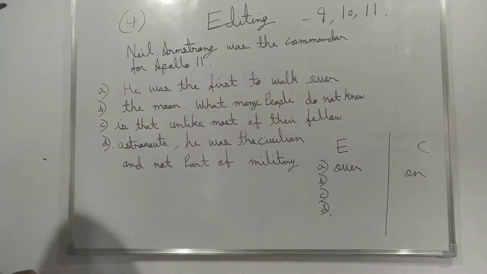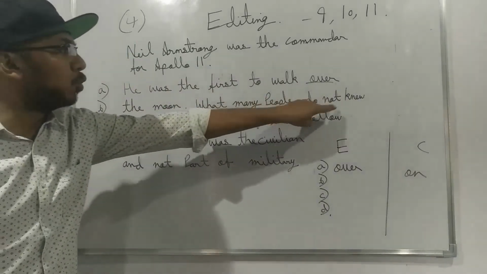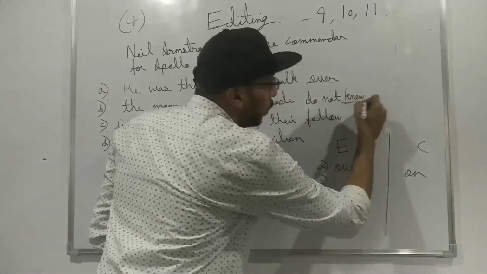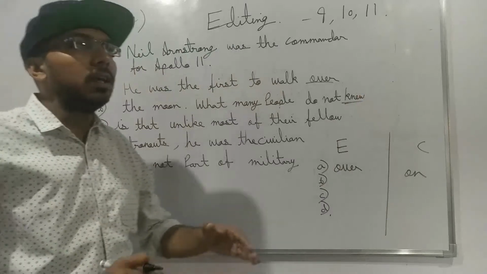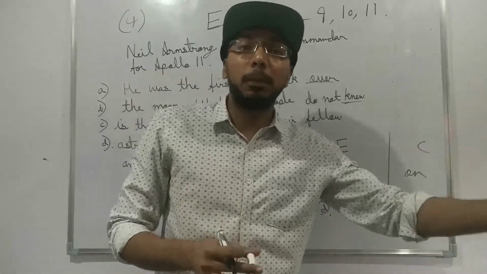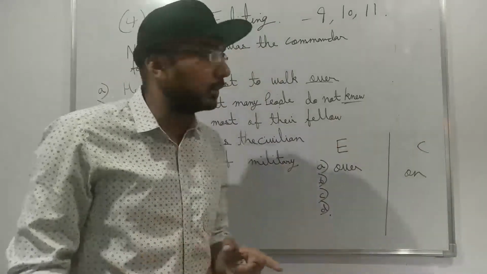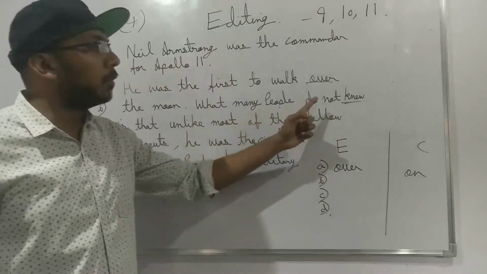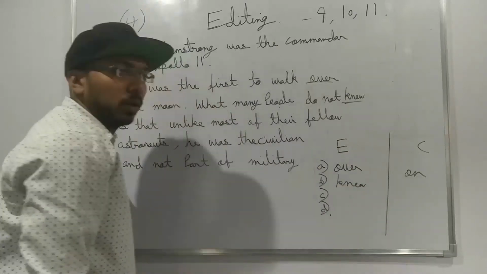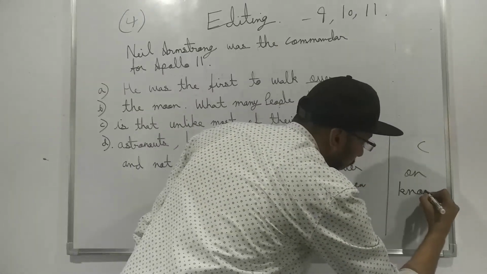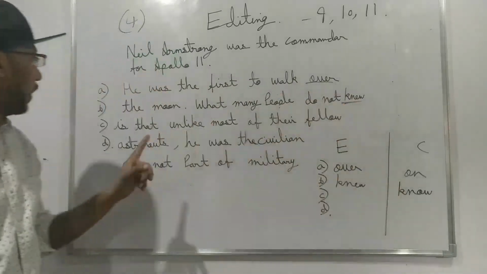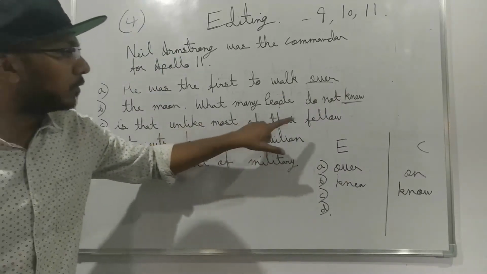Error of preposition. Next, what many people do not knew is that unlike most of their fellow. Many people do not knew. Knew is a word of past tense, and when we are saying that most of the people don't know this, we are talking about something which we are telling the people. It cannot be termed in past tense. It will be know. What many people do not know. So here in line number B, your error is knew and it will be replaced with no. So what many people do not know is that unlike most of their fellow.